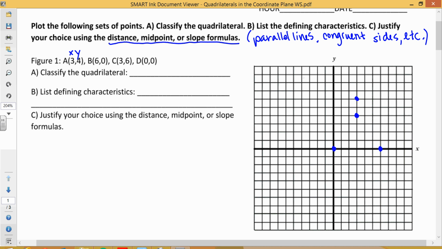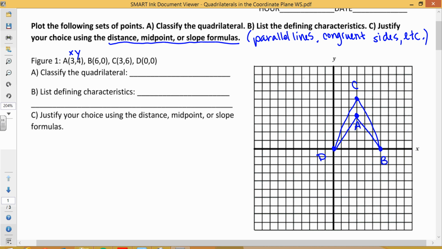Okay, so I'm going to label these points again. So 3, 4 was A, which is right here, B is right here, C is up here, and D is over here. Okay, and I'm going to go ahead and connect them. And my lines aren't as straight as possible. If you had a ruler, it'd be really nice to use that to make it look as straight as possible. So first, we're going to classify the quadrilateral.